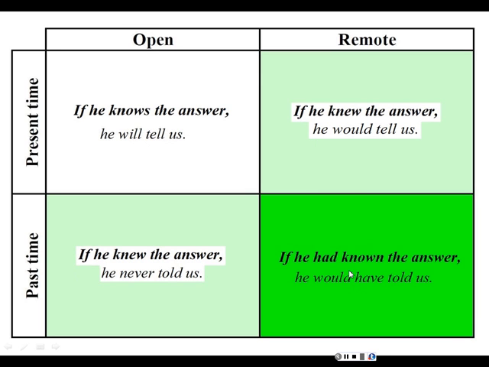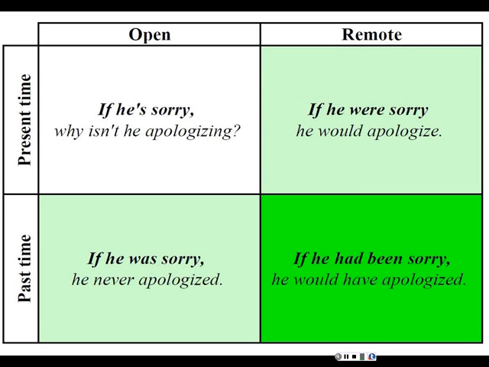So this classification works very well for many conditionals, and in fact this past tense for remoteness and past tense for past time works for every verb in English except for one, where there's just one slight deviation: the verb be. So here we have the same diagram. Here's a present time open conditional. If he's sorry, why isn't he apologizing? Maybe he's sorry, maybe he's not sorry, but if he is sorry, well, the question is why isn't he apologizing?